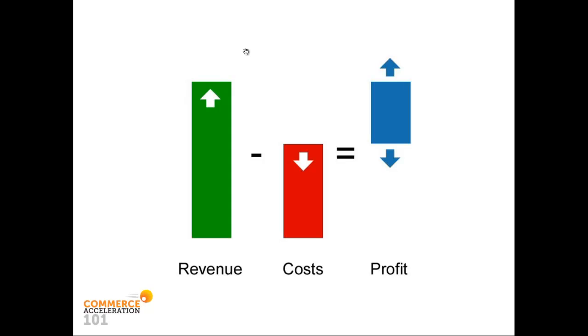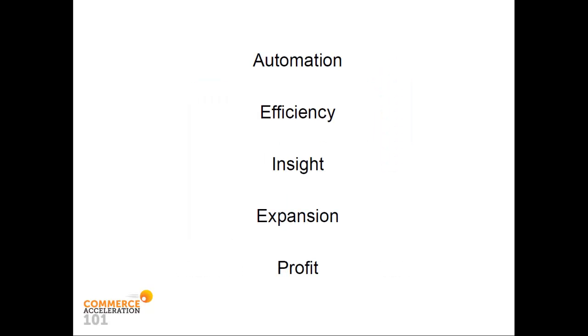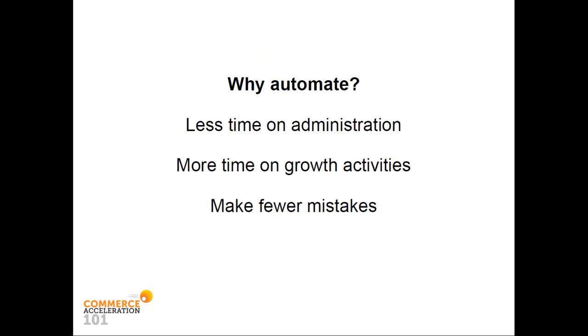Increasing revenue by expanding into sales channels, decreasing costs by buying smarter, and of course having a really good view on what your profit is so that you can reinvest appropriately into the right products, the right channels and the right marketing. And we've broken down commerce acceleration into 5 separate principles. And these principles are automation, efficiency, insight, expansion and profit. What we'll do now is we'll actually look at these in a little bit more detail, and that's going to be the aim of this particular presentation, is to dig into these and then take you on to the next steps.